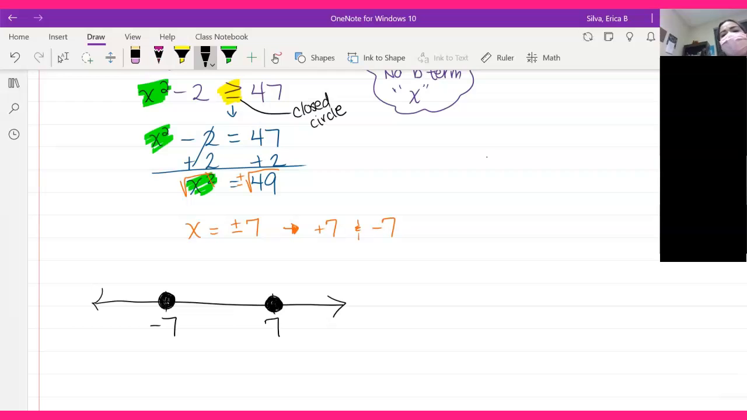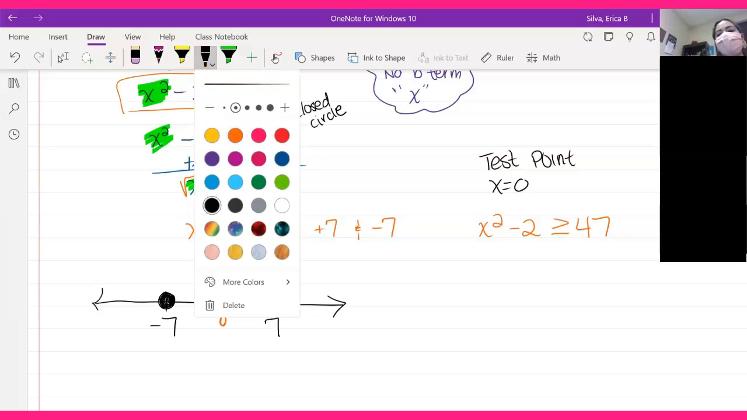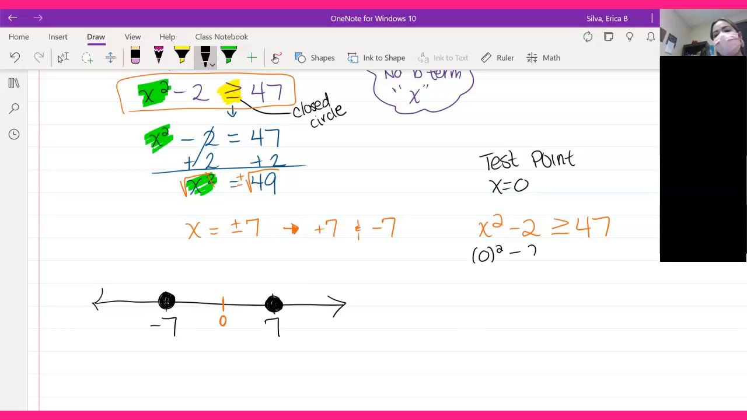All right, and now for our test point. We're going to test 0, where x is 0. So when we test the point of 0, that tells us if 0 is part of my solution set, and if it is, we shade towards the 0. If it's not, we shade away. So we're going to use our original equation, x squared minus 2 greater than or equal to 47. Substitute 0 for x. And we get -2 greater than or equal to 47.